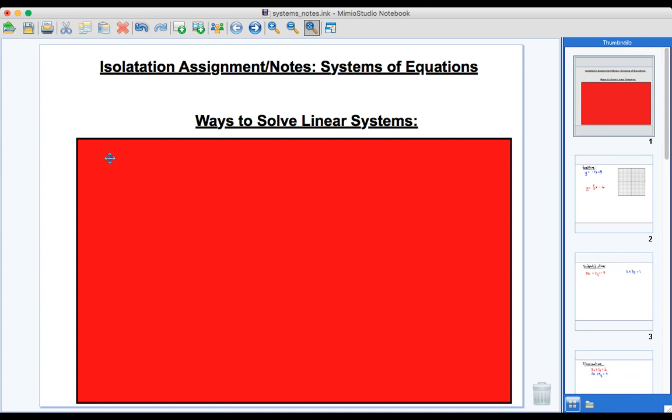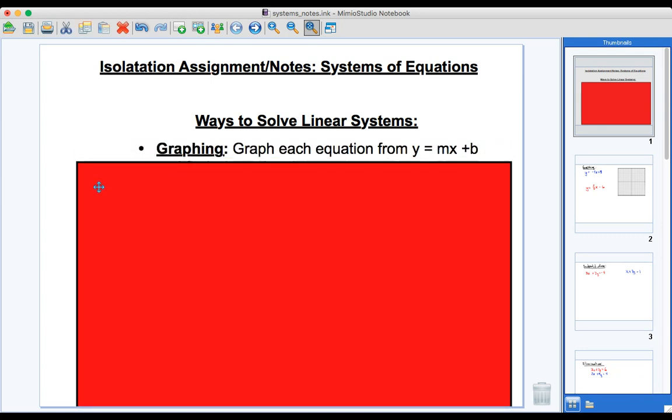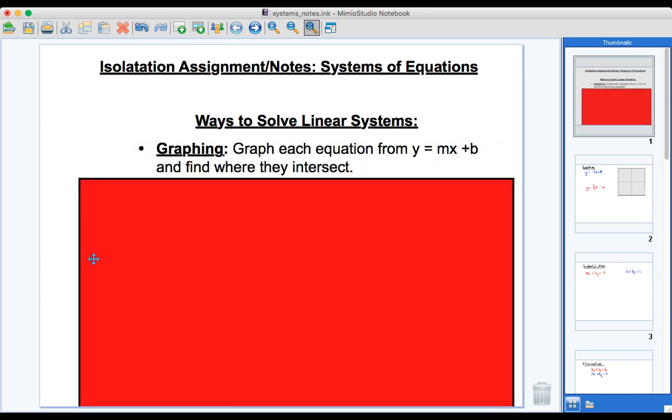Let's see. Let's make sure we've got them. So graphing was one way. And I know we all hate it. You only have one of these on your assignment, I believe. You're going to graph each equation. Again, they're linear, so you're going to have y equals mx plus b. And you want to find where they intersect. That's that point, the x and the y, where they intersect. That's the solution. That's part of the reason why we graph, is so we get a visual picture of it.